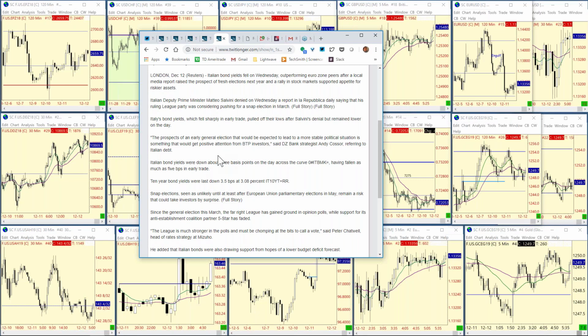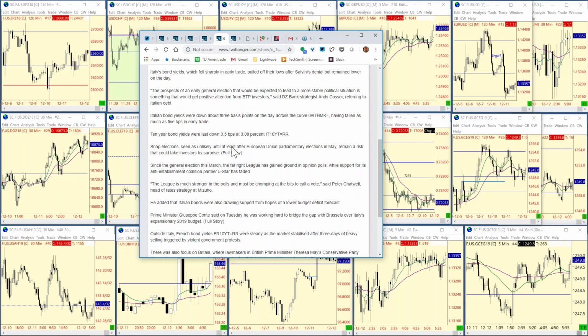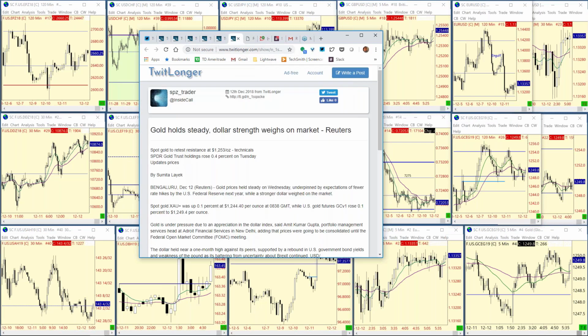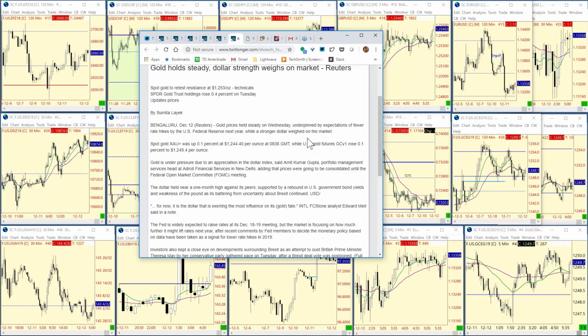Since the general election this March, the far-right League has gained ground in opinion polls, while support for its anti-establishment coalition partner Five Star has faded. The League is much stronger in the polls and must be chomping at the bit to call a vote, said Peter Chatwell with Mizuho. Outside Italy, the French bond yields were steady as the market stabilized after 3 days of heavy selling triggered by violent government protests. There's also a focus on Britain, where lawmakers in British Prime Minister Theresa May's Conservative Party triggered a confidence vote in her leadership. And lastly, gold holds steady as the dollar strengthens, weighing on the market.